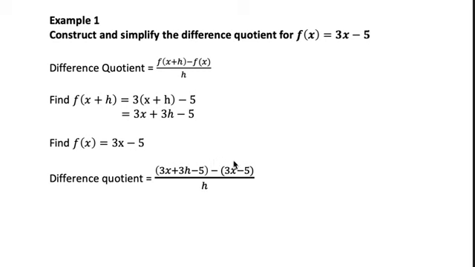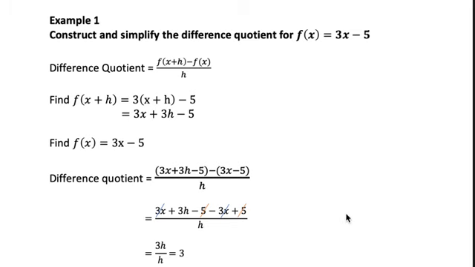So remember, in the next step, I'm going to be distributing this negative sign and getting rid of the parentheses. So I have 3x plus 3h minus 5 minus 3x plus 5. Do you see why it's a positive 5? Because I'm distributing this negative. Now a bunch of things cancel. These two 3x's cancel, these negative 5 and positive 5 cancel, and I'm left with 3h over h. And 3h divided by h is equal to 3.